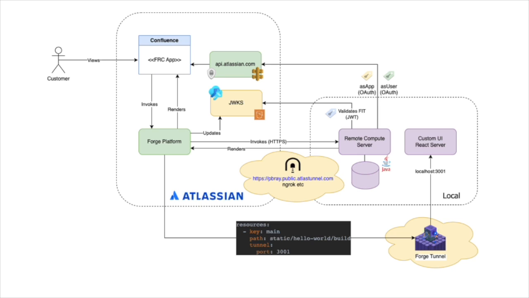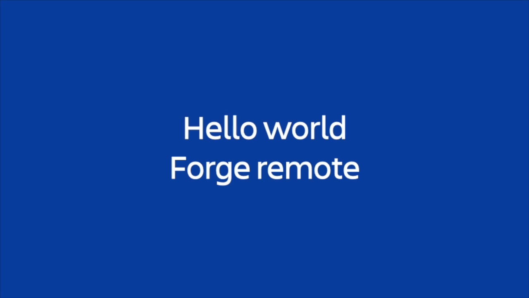Now, to tie this all together, we will have 2 tunnels that we'll also need to run, the standard Forge tunnel that you can run through the CLI for the front end, and a new tunnel for the back end to expose out those remote REST API endpoints out to the world at a well-known HTTPS URL. And you can use any sort of tunneling software to do this, so ngrok or Cloudflare or something like that. Cool, so with that in mind, let's build our Hello World Forge remote app.